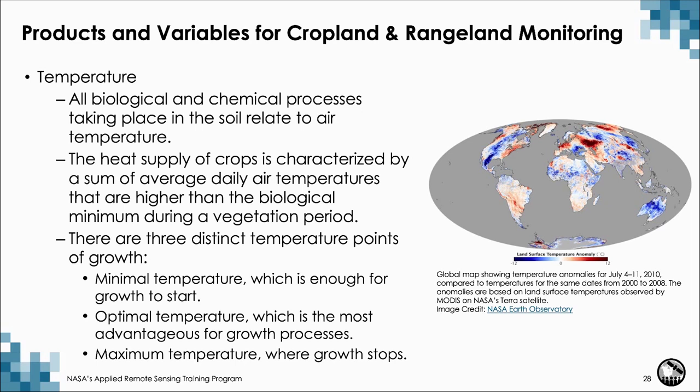Temperature is used in agriculture and water resource management to allow farmers and decision makers to evaluate water requirements. Temperature is also one of the key parameters in calculating evapotranspiration, along with atmospheric moisture, wind, and soil moisture. Three distinct temperature points of growth are the following: minimal temperature, which is enough for growth to start; optimal temperature, which is the most advantageous for growth processes; and maximum temperature, where growth stops.